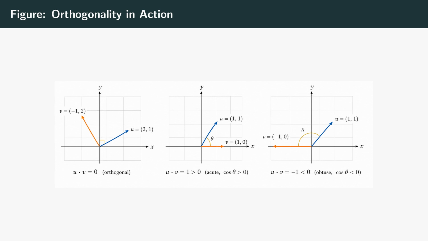Positive means acute. The vectors generally agree in direction. 0 means perpendicular. Negative means obtuse. The vectors generally oppose. You don't even need the magnitudes to know whether two vectors lean toward each other or away. That single bit of information, the sign, is enough, and it's why the dot product underlies things like cosine similarity in data science, where the sign and size of the dot product measure how much two data vectors agree.